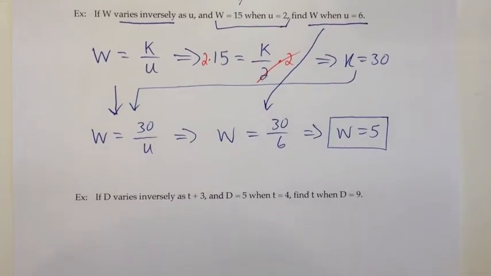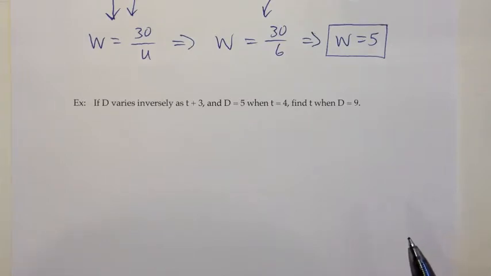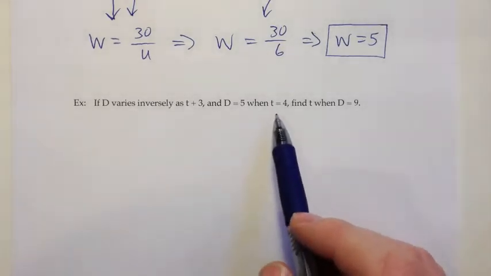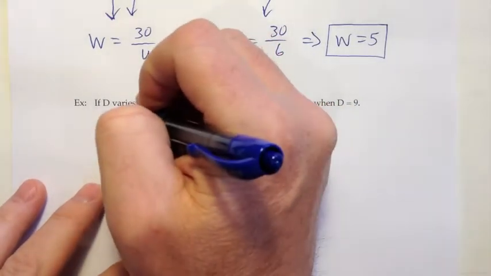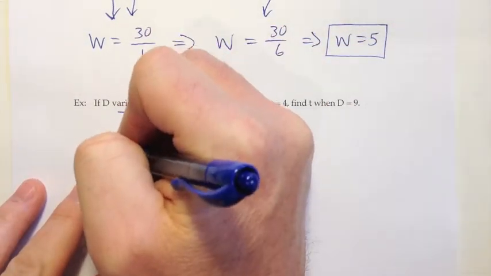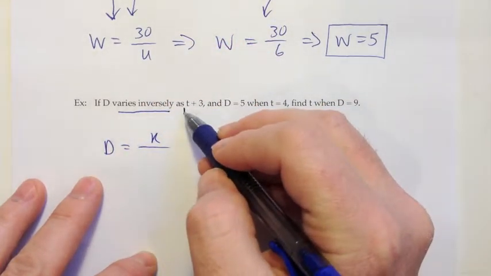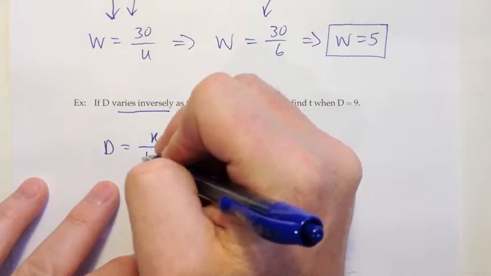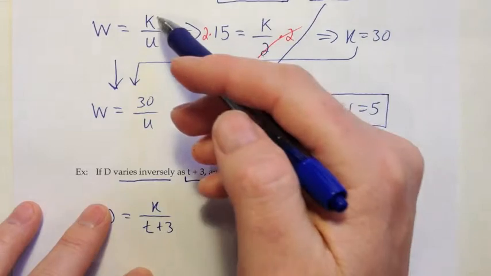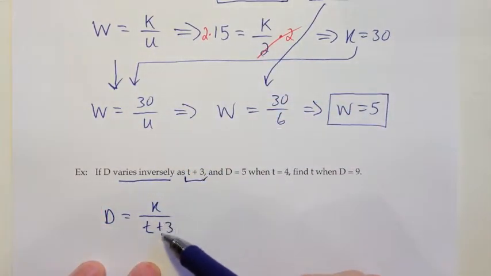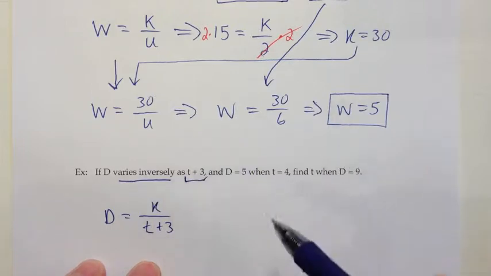Let's try one more. If d varies inversely as t plus 3 and capital D equals 5 when t equals 4, then find t when d equals 9. So again, there's that phrase, varies inversely. So d equals k over whatever they say next, and instead of just a variable, they have an expression, but that's okay, we just still do the same idea. Instead of just the k over u like we had up here, now it's k over t plus 3, but it's still, because of the inversely, k over whatever comes next there.